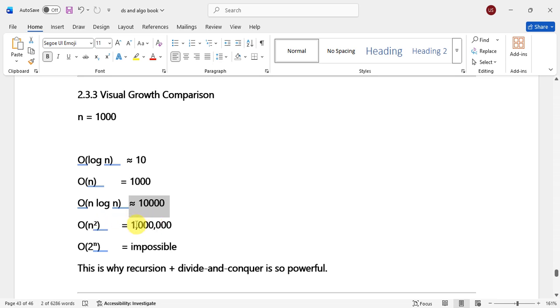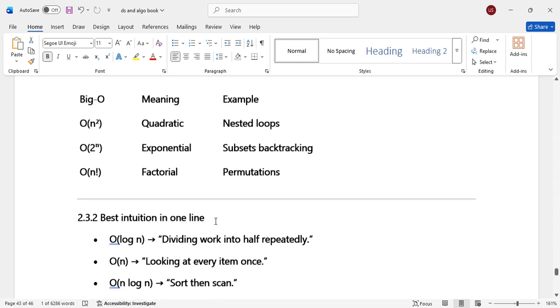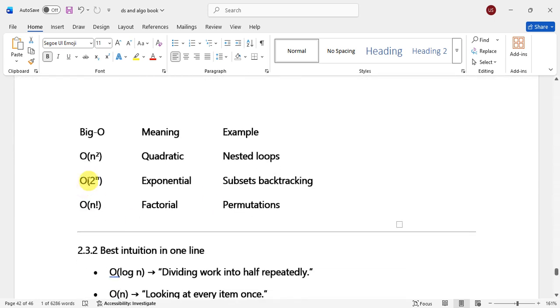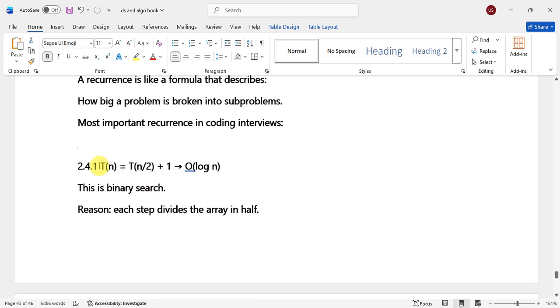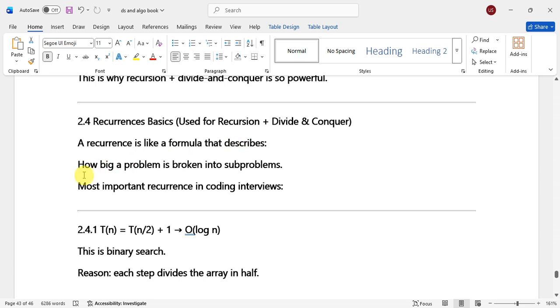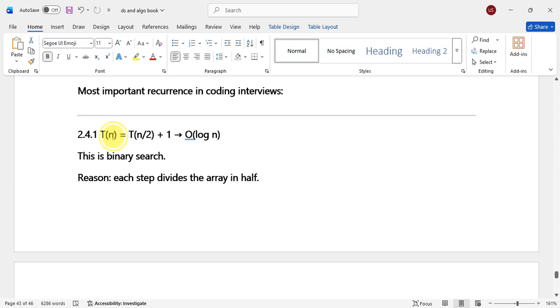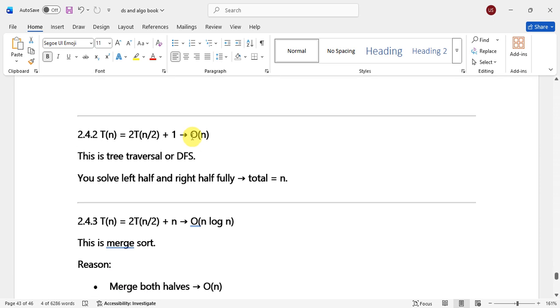The growth is n square, which means if you are writing a nested loop, that much time it will take for processing. So this is a recurrence relation. Suppose n is the size, then T(n/2) means dividing into 2, plus 1 or log n. This is for binary search. The reason is each step divides the array into half. That's why they use this particular formula.